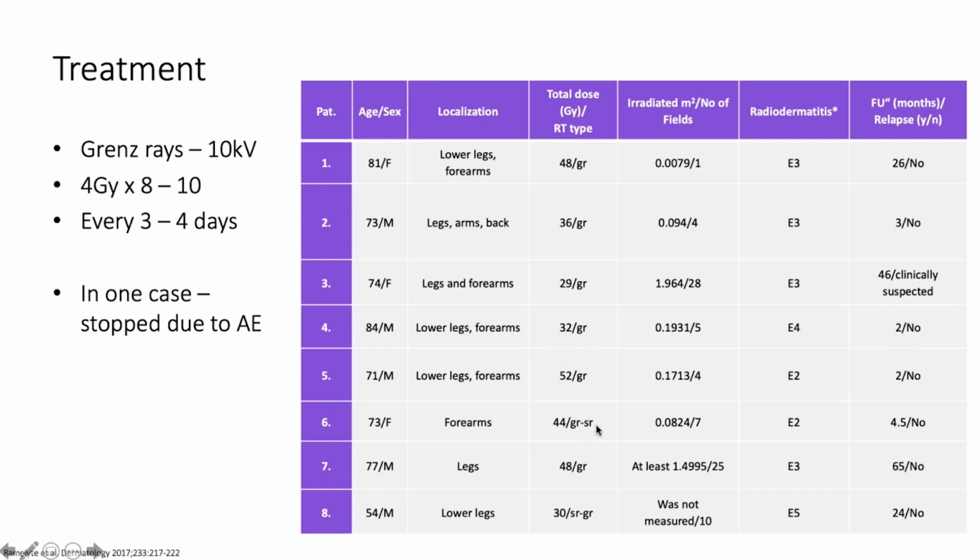Some patients also received soft rays due to other malignancies, mostly for Bowen's carcinoma that developed on the same site as DSAP. You can see that all patients developed an acute radiodermatitis, but this is also what we expect from patients treated with radiotherapy.